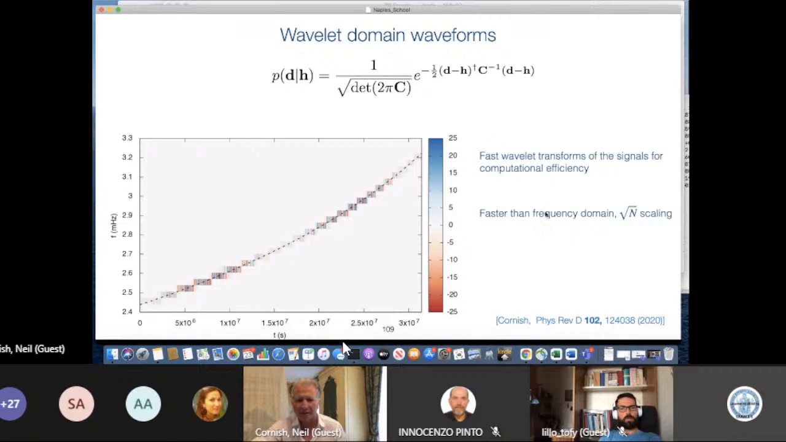If you want to see the details of all the math behind this, I have a paper from last year that goes through all the nitty-gritty details of how you calculate these waveforms directly in the time-frequency domain.